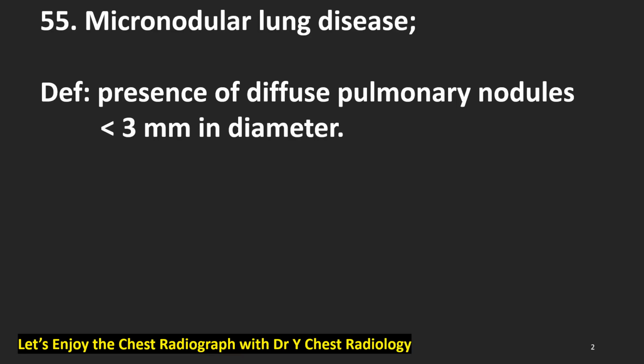There are diseases known as micronodular lung diseases, which show diffuse involvement of micronodules in the lung. And if we know these three characteristics of distribution pattern, we can narrow, even pinpoint, the diagnosis of this micronodular lung disease. The definition of micronodule is the presence of diffuse pulmonary nodules less than 3 mm in diameter.